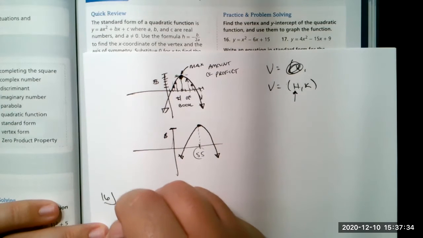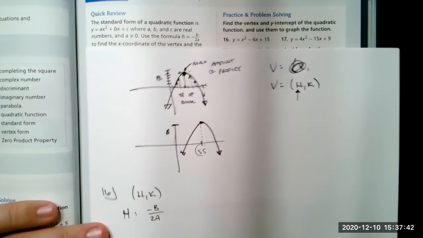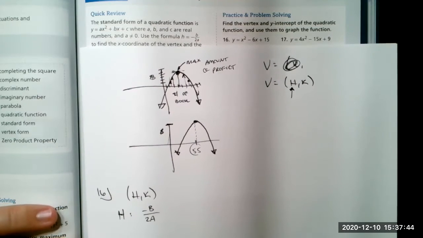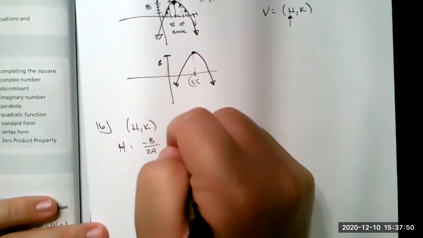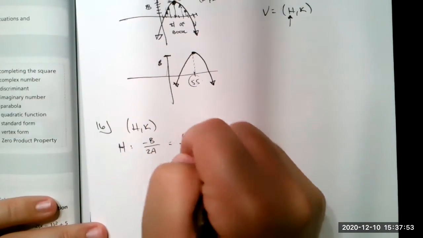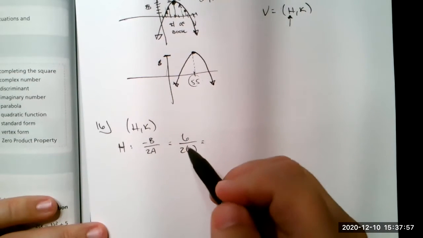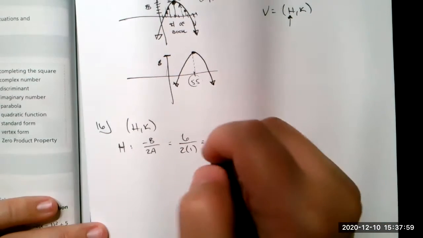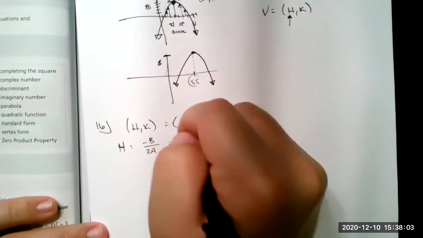So remember, my vertex is h comma k. And to figure out what h is, I just need to use that formula, negative b over 2a, or the opposite of b over 2a. A is 1, b is -6. So the opposite of -6 is +6. A was 1. Do the math. 6 divided by 2 times 1, that's 3. So my h value is 3.